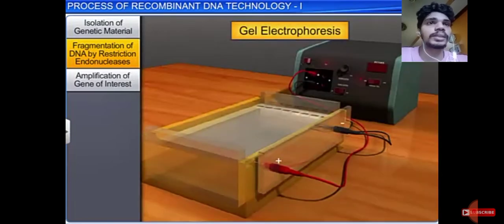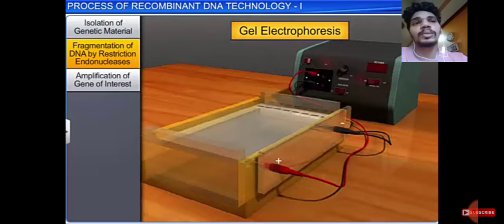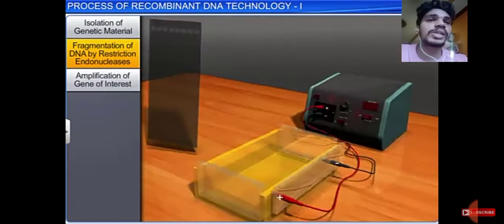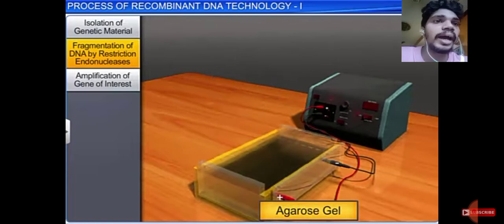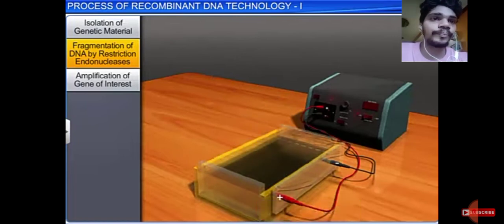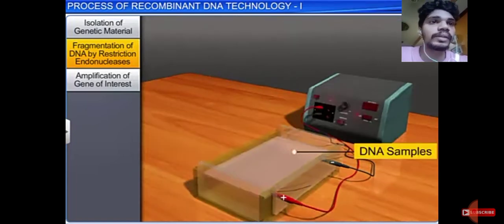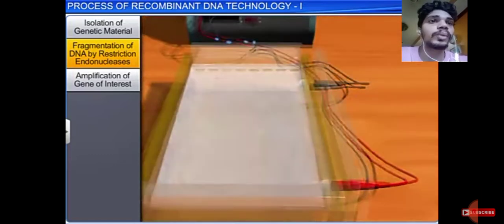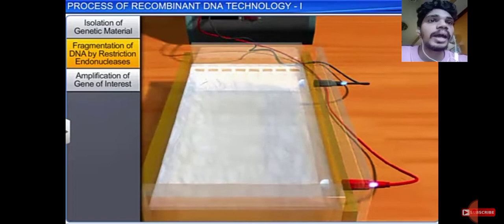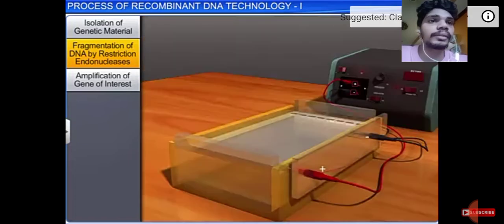See, now the process called gel electrophoresis, in which we run the process where we want amplification. So fragmentation of DNA by restriction enzyme, and a gel-like structure is there in electrophoresis. We insert the plate over there and agarose gel is added. Whatever DNA sample we have is placed on that gel. We provide electricity, and because of that, positive and negative poles are generated.